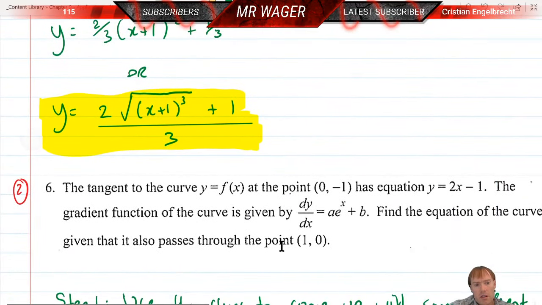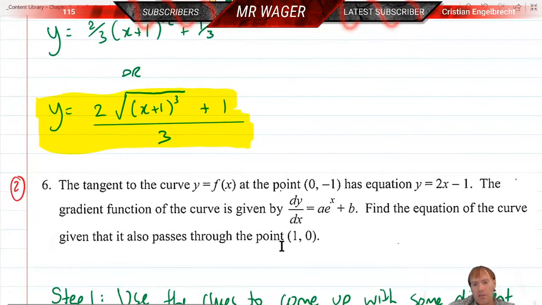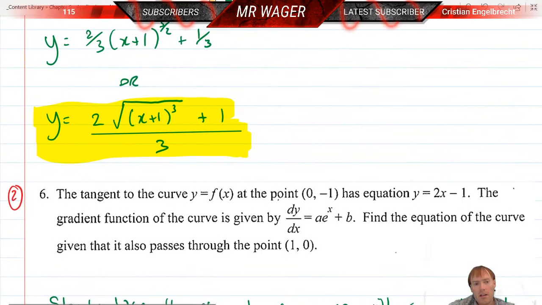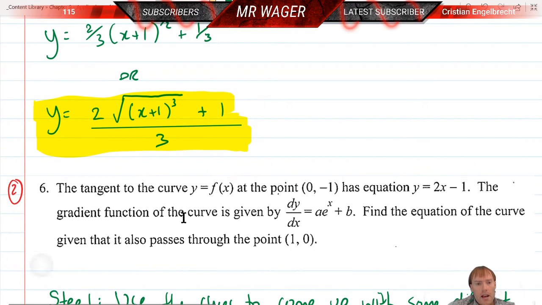Okay, question 2, which is question 6 from exercise 9.1. This is our second example. It says the tangent to the curve y equals f of x at the point 0, -1 has the equation y equals 2x minus 1. The gradient function of the curve is given by dy/dx equals ae to the power x plus b. Find the equation of the curve given that it also passes through the point 1, 0.